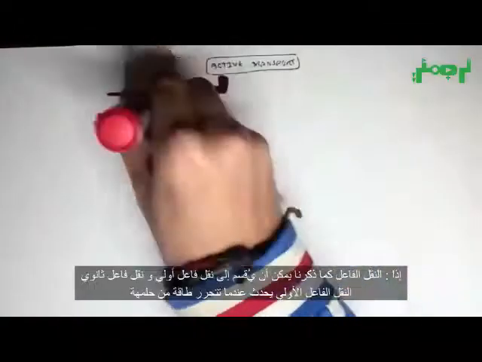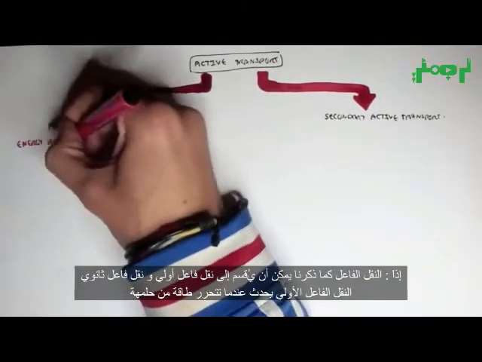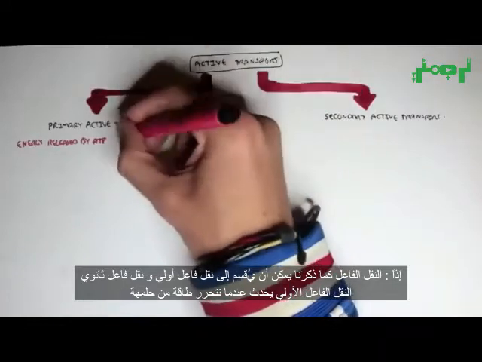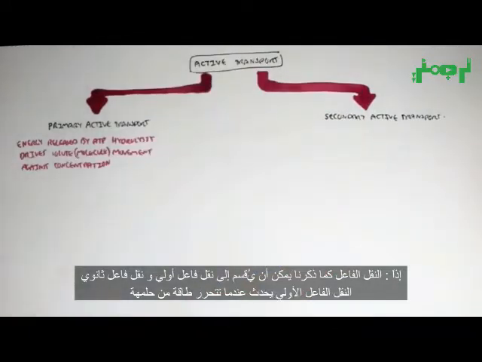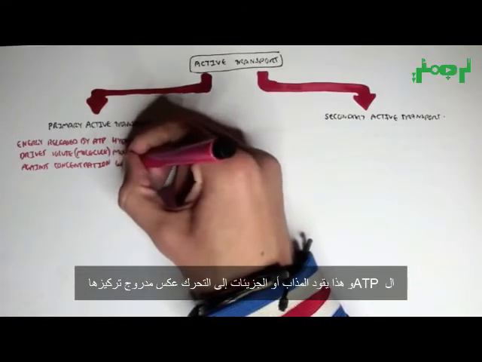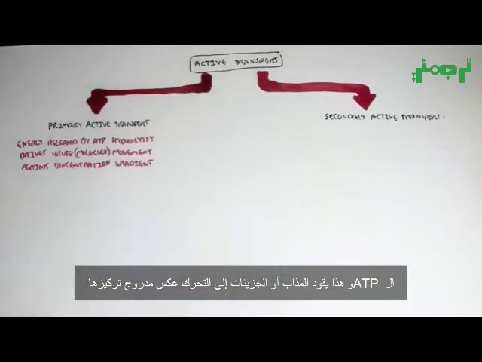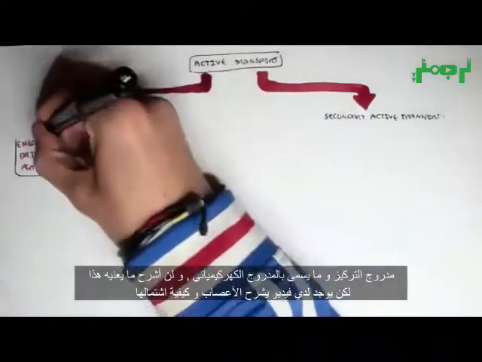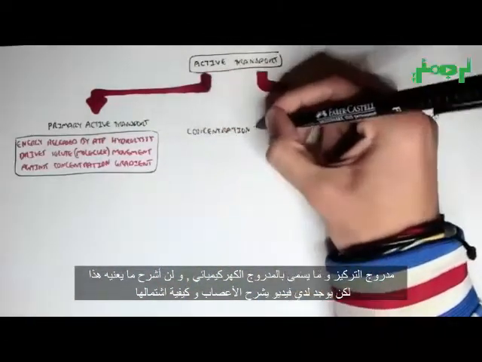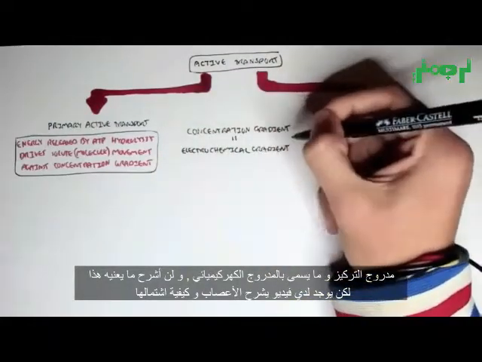Hope that made sense. So active transport, as we've mentioned, can be divided into primary active transport and secondary active transport. Primary active transport is where energy is released by ATP hydrolysis, and this drives the solute or molecule to move against its concentration gradient. Now, concentration gradient also means the electrochemical gradient.